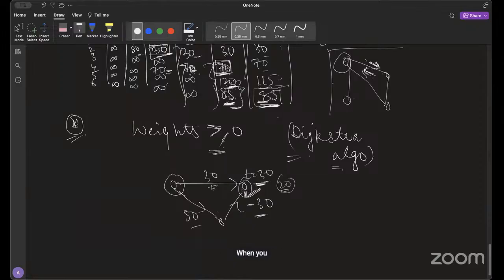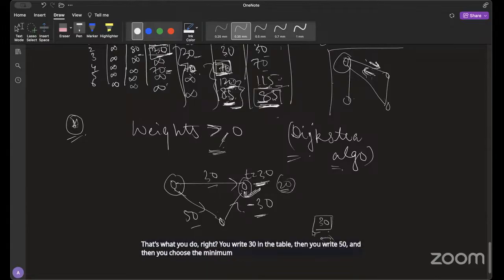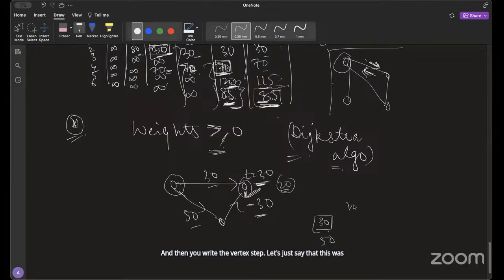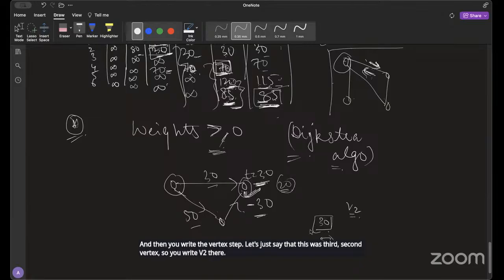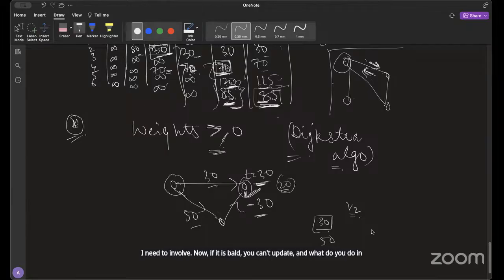Let's just say this is the source vertex, and you go from here to here. The major feature of Dijkstra algorithm is that once you find the minimum one, that's what you do, right? You write 30 in the table, then you write 50, and then you choose the minimum one, and then you burn it. And then you write the vertex. Let's just say that this was the second vertex, so you write V2 here. That V2 is burned. Now, if it is burnt, you can't update. And what do you do in the coming iterations? You can't change this thing.